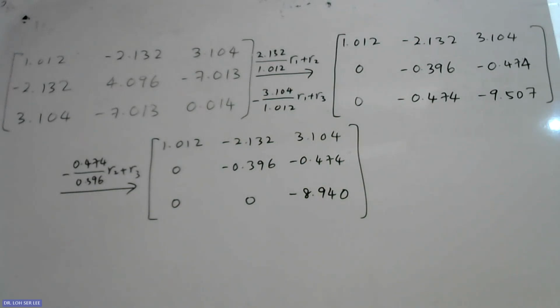0.473. You get 473. I didn't round off during the calculation.